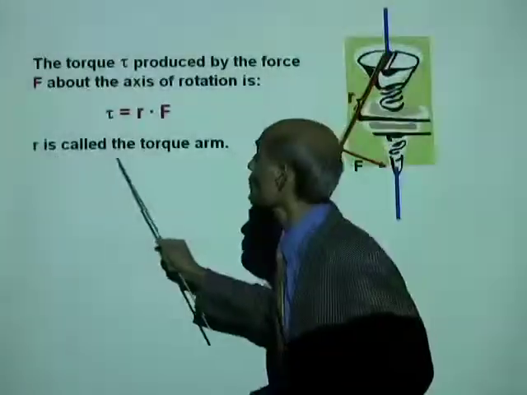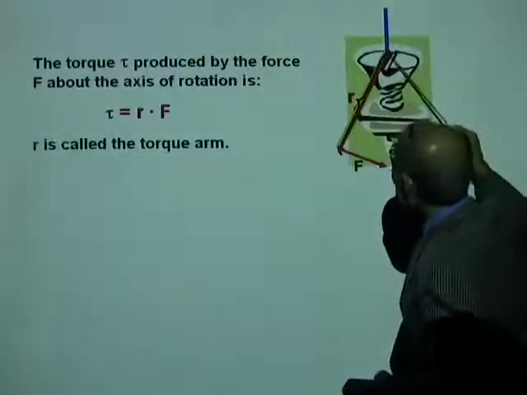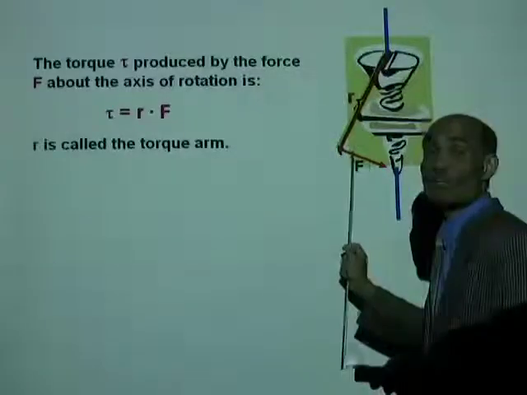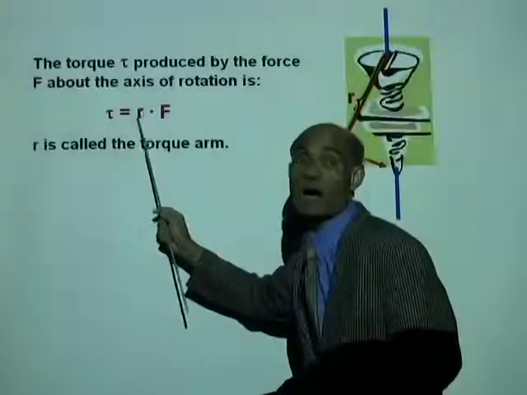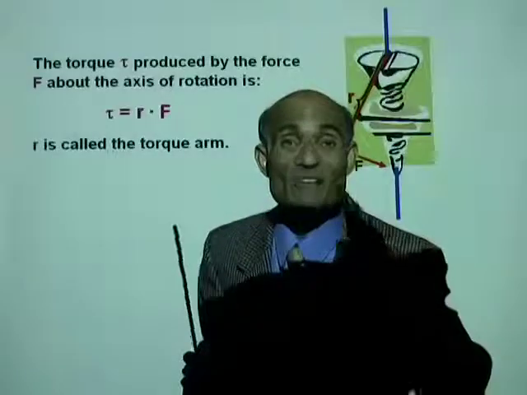Well, r is called the torque arm. Actually, the torque arm is a vector. This r is a vector. The force F also is a vector. Therefore, r times F is the product of two vectors.